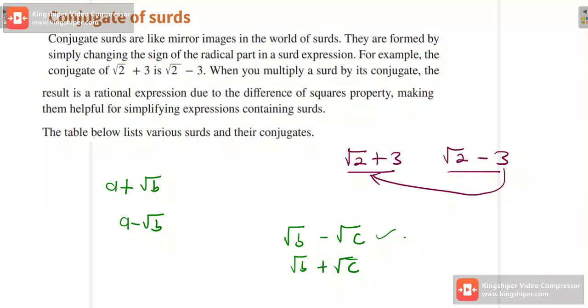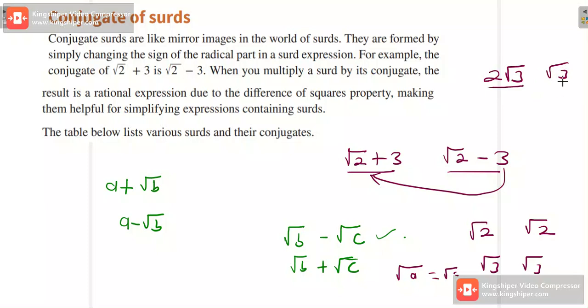And if it is addition, it becomes subtraction. But one thing you need to also know is that to find the conjugate of just a single set, for example, the conjugate of root of 2 is still root of 2. We don't do anything to it. The conjugate of root of 3 is root of 3. The conjugate of a is still a. And the conjugate of 2 root of 3 will be root of 3.